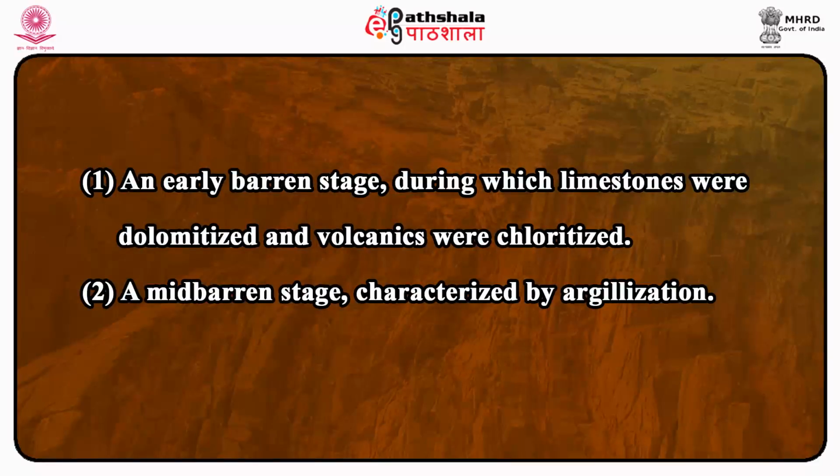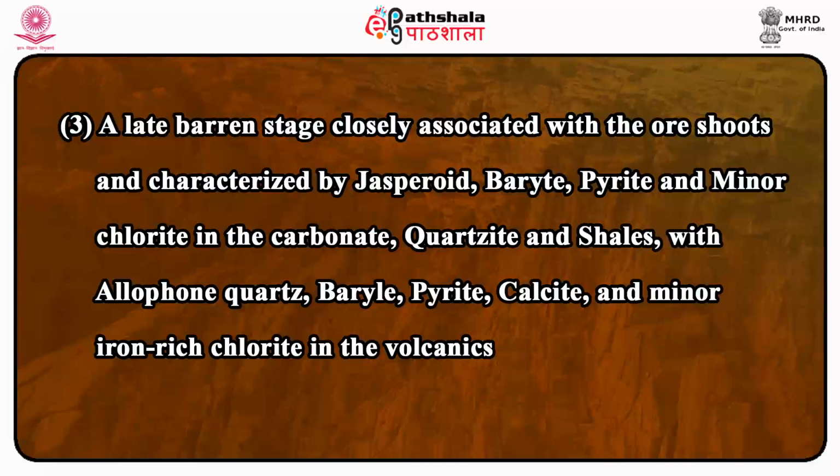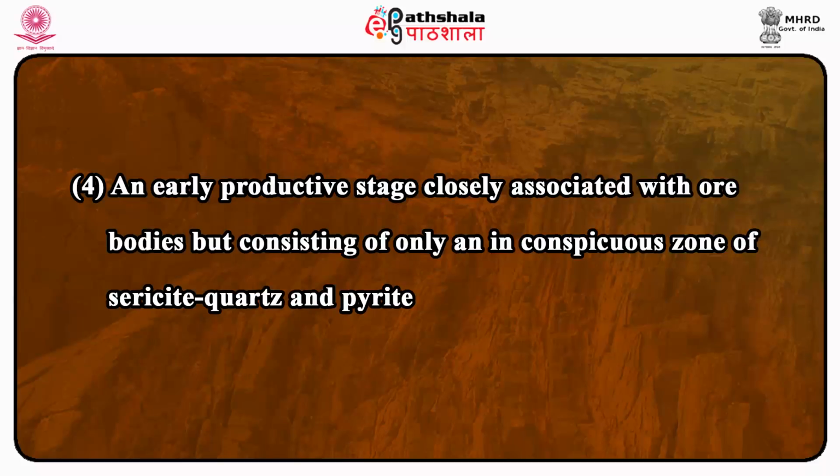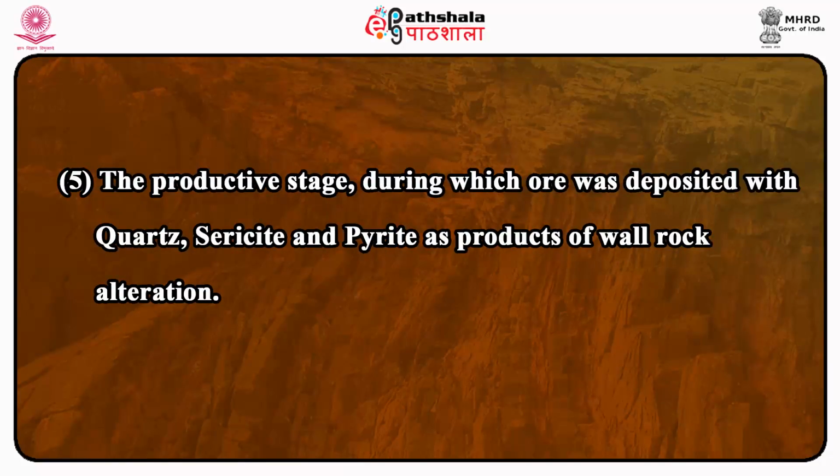The stages are: number 1, an early barren stage during which limestones were dolomitized and volcanics were chloritized. Number 2, a mid barren stage characterized by argillization. Number 3, a late barren stage closely associated with the ore shoots and characterized by jasperoid, barite, pyrite and minor chlorite in the carbonate, quartzite and shales, with allophane, quartz, barite, pyrite, calcite and minor iron rich chlorite in the volcanics. Fourth, an early productive stage closely associated with ore bodies, but consisting of only an inconspicuous zone of sericite quartz pyrite. And number 5th, the productive stage during which ore was deposited with quartz, sericite and pyrite as products of wall rock alteration. The next module of this talk is the alteration associated with epithermal deposits.